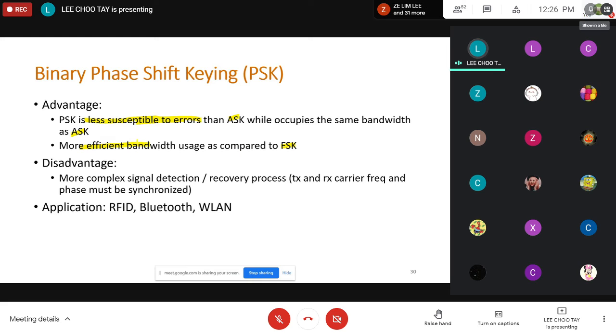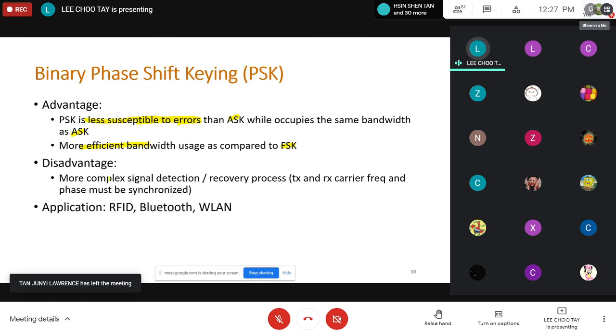So PSK is better than these two in different aspects, but these are what we're actually concerned with. One is how likely noise is going to affect our signal and cause errors in detection. And the other is how much bandwidth this signal is going to occupy. So PSK is better than these two.